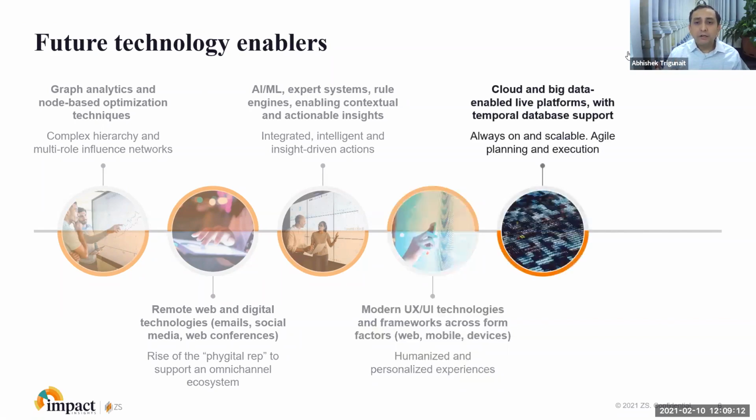Now, to meet the growing needs of our global customers and the increased complexity of the healthcare environment of today, we need to efficiently leverage the power of cloud and big data. And this is why the tech stack and infrastructure selection becomes absolutely critical.